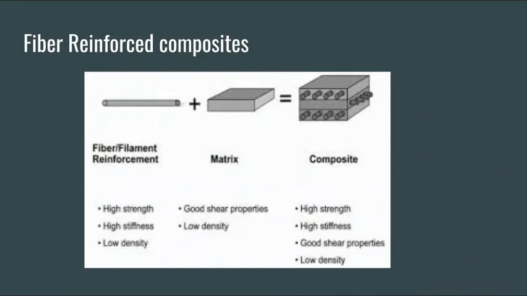When combined to form the composite, that new material with the two materials, the reinforcement of the fiber, the matrix together, that composite will have now high strength, high stiffness, good shear properties, and low density. So those two are coming together to make a new material, and it has all properties of both of the fiber reinforcement and the matrix.